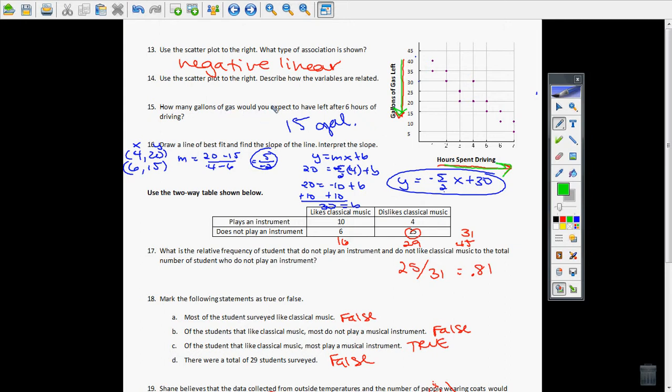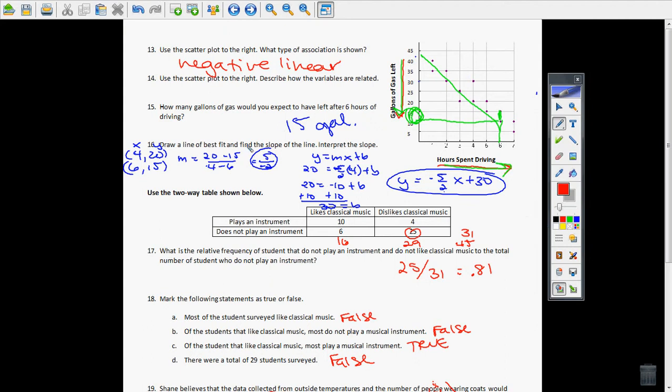How many gallons of gas would you expect to have left after 6 hours of driving? Here is 6 hours of driving. And so because that kind of comes over here, and actually you could use either one of these. I guess it kind of depends on how you do your line of best fit, but anywhere between 10 and 15, if you had anything between 10 and 15 gallons.